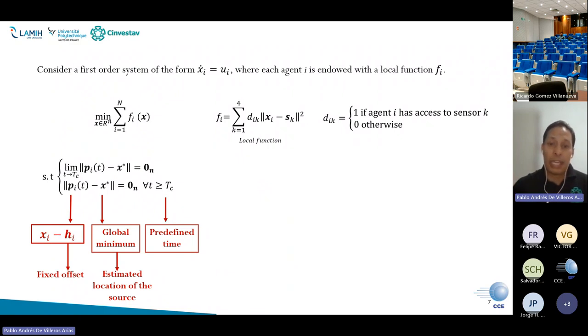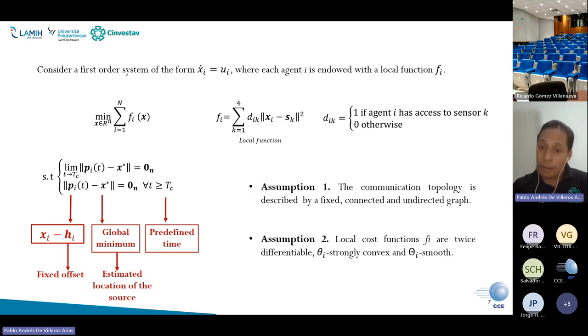Now, if we want agents to adopt a particular formation, we can change that position to a displacement just by introducing this p_i, which is the state of the agent, minus a fixed offset that is established by the user. In this way, agents can adopt a formation around that estimated location of the source. We need two assumptions. The first one, of course, is that the communication topology is described by a fixed, connected, undirected graph. And the second assumption is that the local functions are twice differentiable, small theta strongly convex, and big theta smooth. And as you may see, this is a quadratic function, so it meets both conditions.